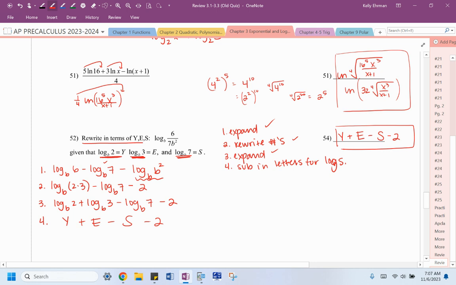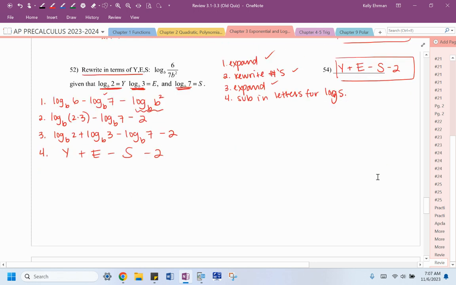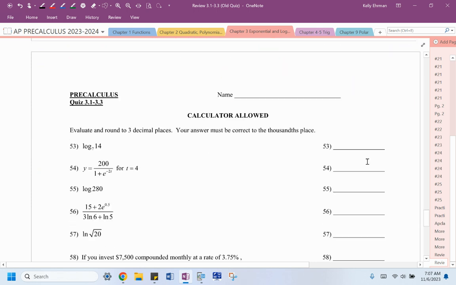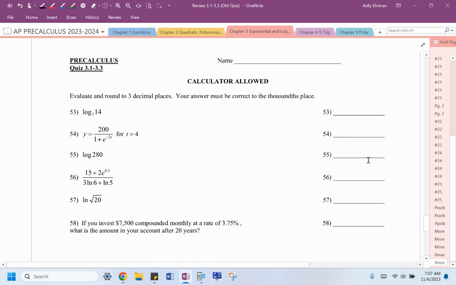That's our final. Final answer does not have logarithms in it. We're subbing out the letters for what the logarithms were. All right, that's it for the non-calculator part. And then the calculator part, there's not much to our calculator part. Most everything we've done is non-calculator.